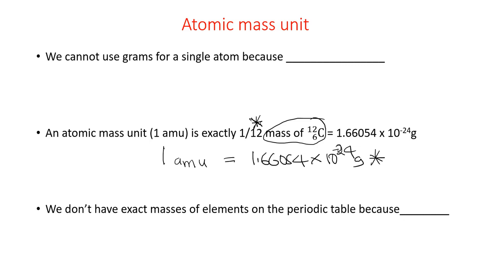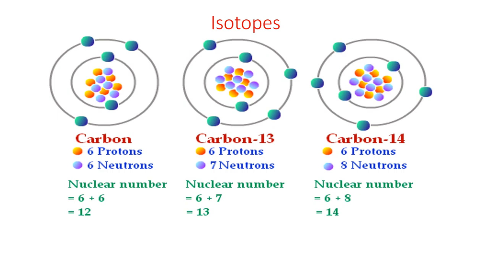Now, when you look at periodic tables, you will see that the masses that we have on the periodic tables, most of them are not exact masses. And you look at why we don't have exact atomic mass units on a periodic table. That question is answered by isotopes. What are these isotopes?